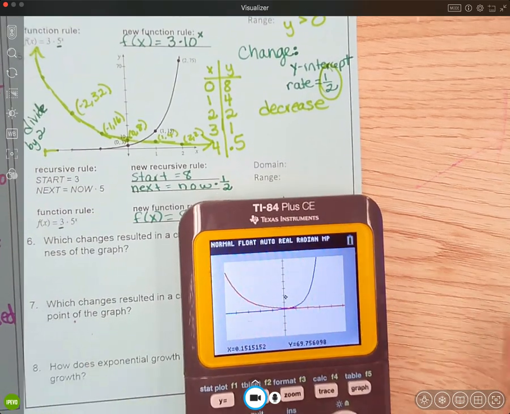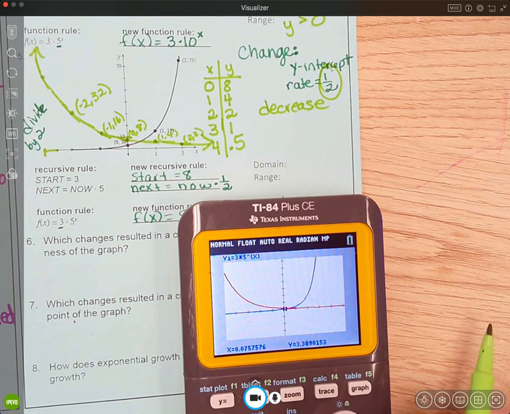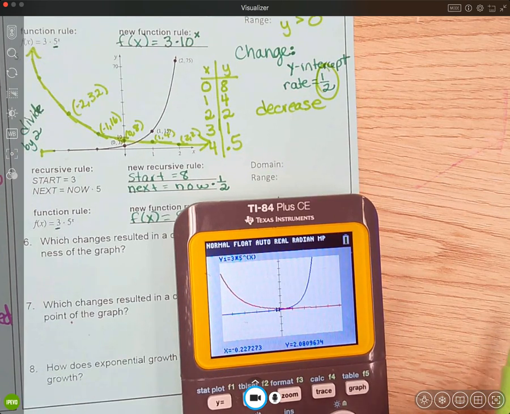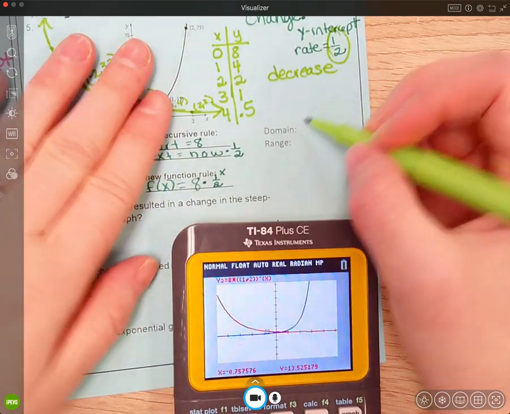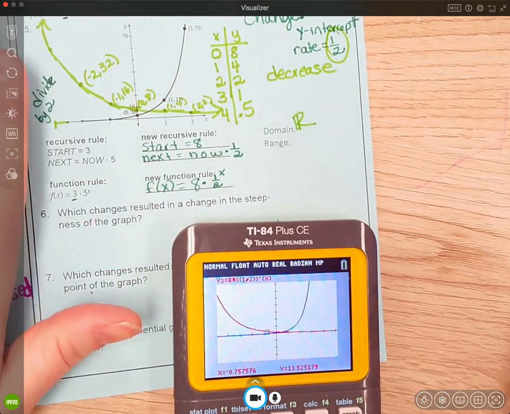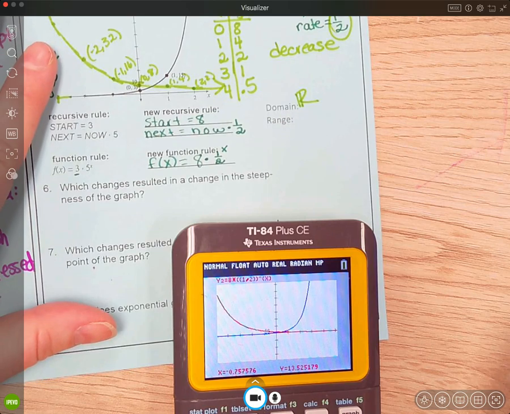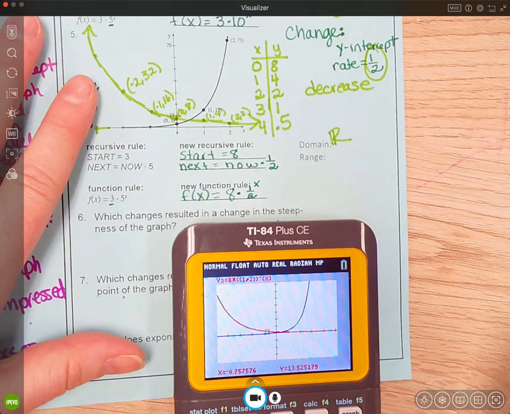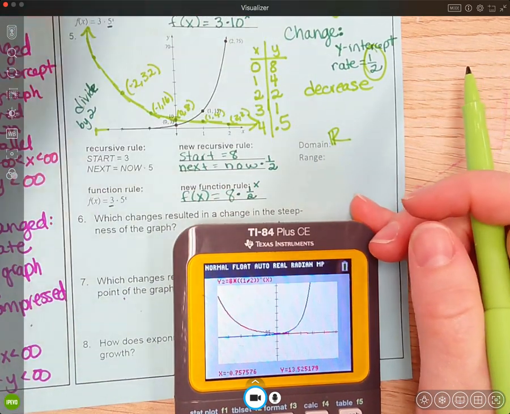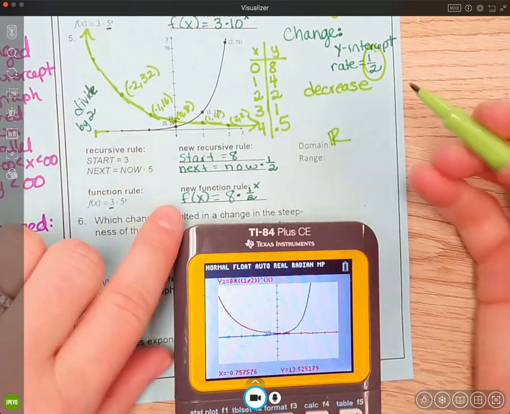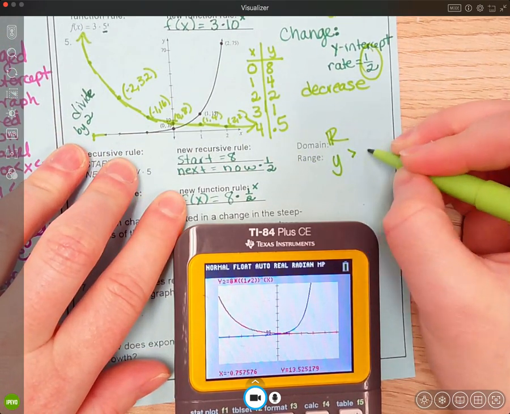It's pretty cool. But what about domain? Our x values? Our x values can be anything. So that's all real numbers again. But then our range still stays above the 0 for our y. So y is still greater than 0.